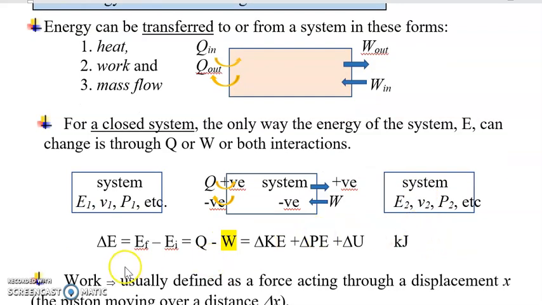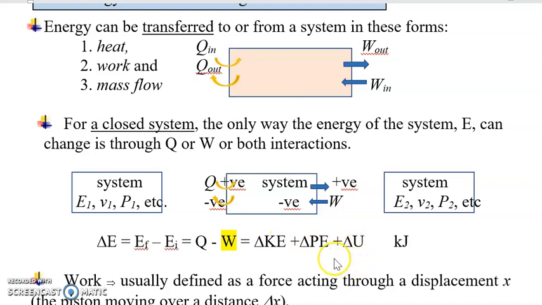So the change of energy of that system is just the final energy minus the initial energy. I prefer to use F and I to make it more general. You can use 2 and 1 respectively. The change of energy is due to the heat and work interaction. We'll explain the negative sign later. It is equal to the change in kinetic energy, the change in potential energy, and the change in internal energy.